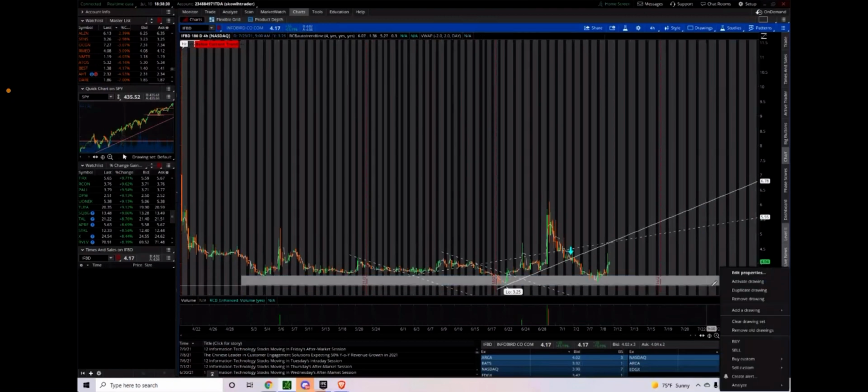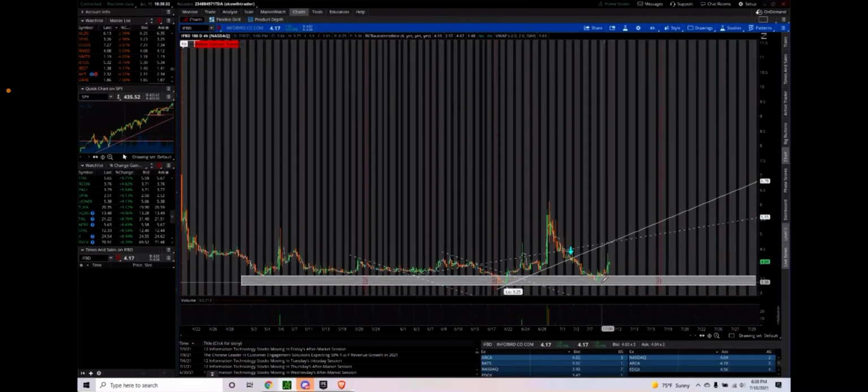And you can see how it came down right into the demand zone. Use your stop loss as, all right, if it surpasses the demand zone, I will sell it. But it didn't. It held it very well. And you could have bought in 350s, and you're all the way at $4 now.